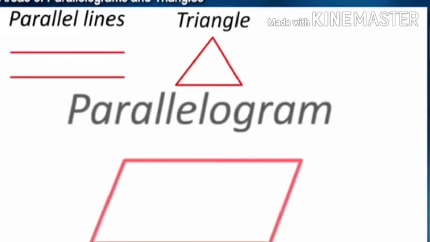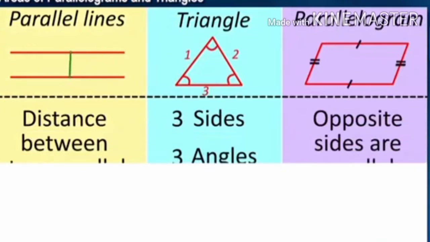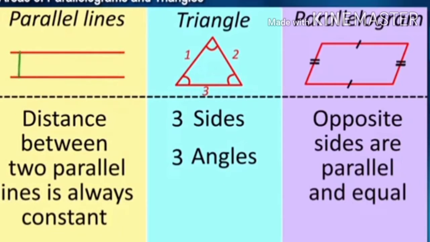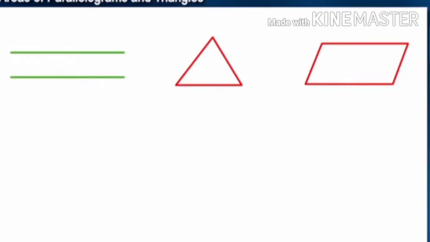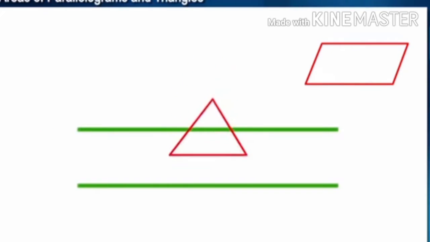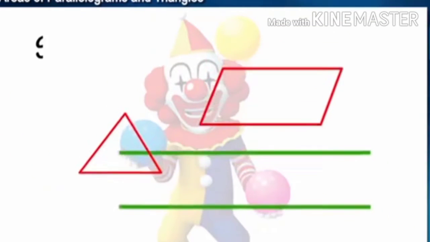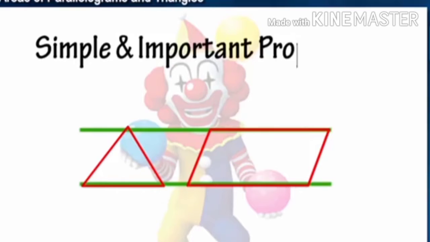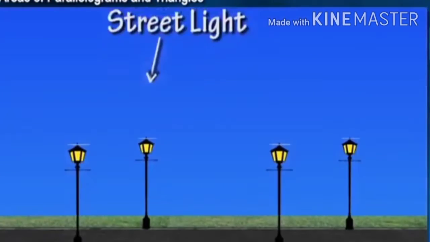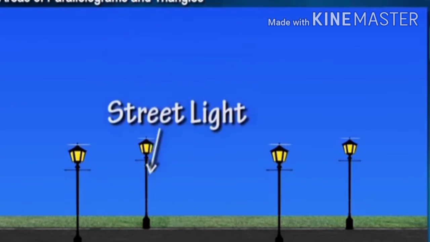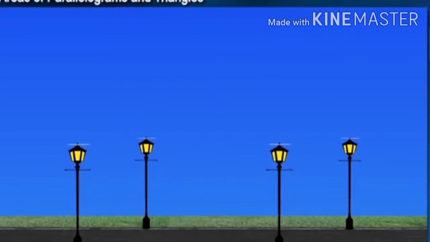We have been learning a lot about parallel lines, triangles and parallelograms, and we know certain properties of them. But have you ever wondered what will happen if we combine triangles with parallel lines, or parallelograms with parallel lines? So let's start this session by juggling with these shapes and figuring out certain very simple and yet very important properties. Here you can see a road, and on both the sides of the road there are street lights. So using this situation, let's see what we can come up with.